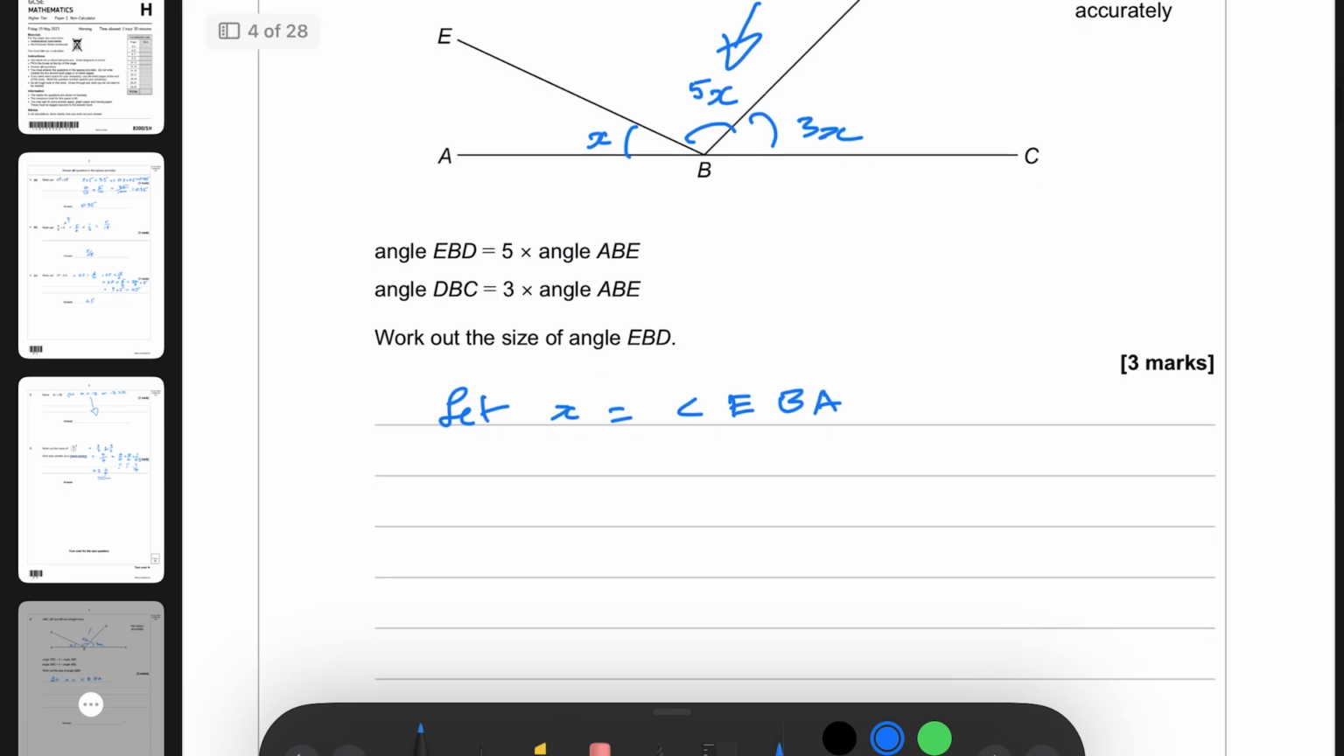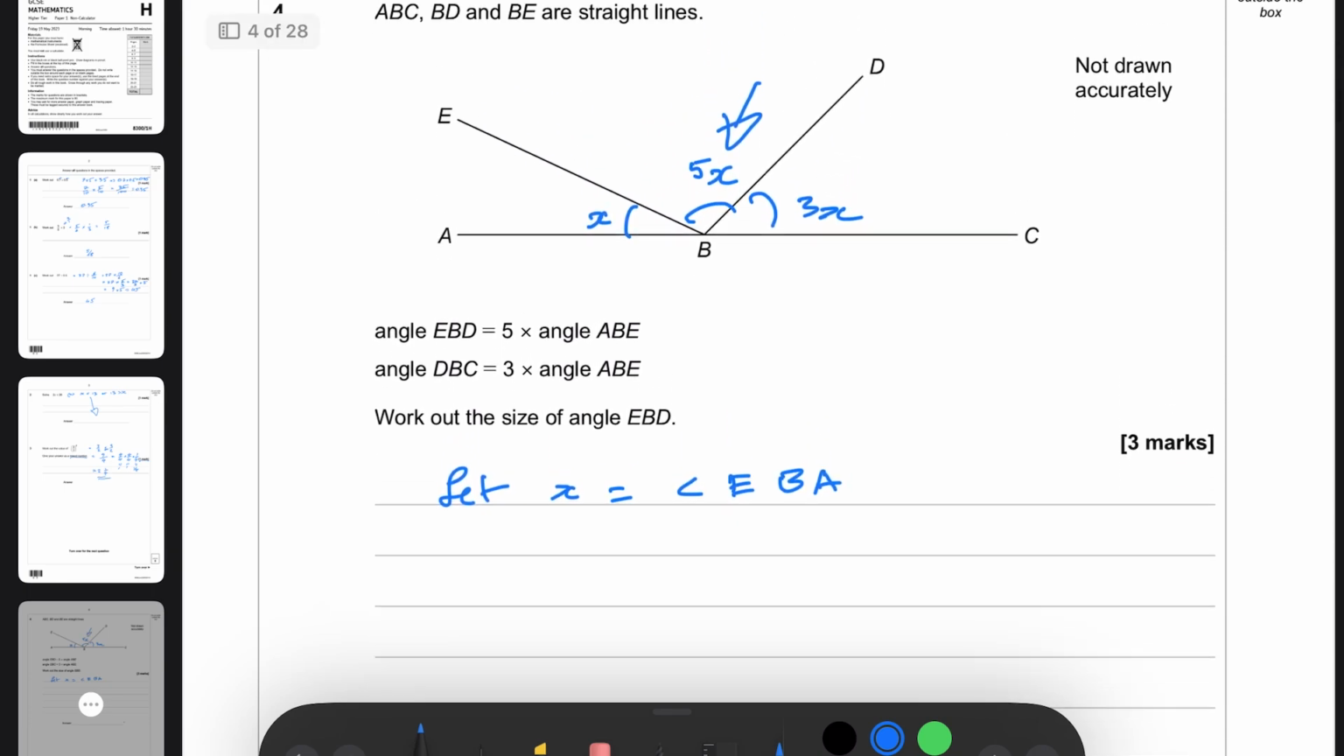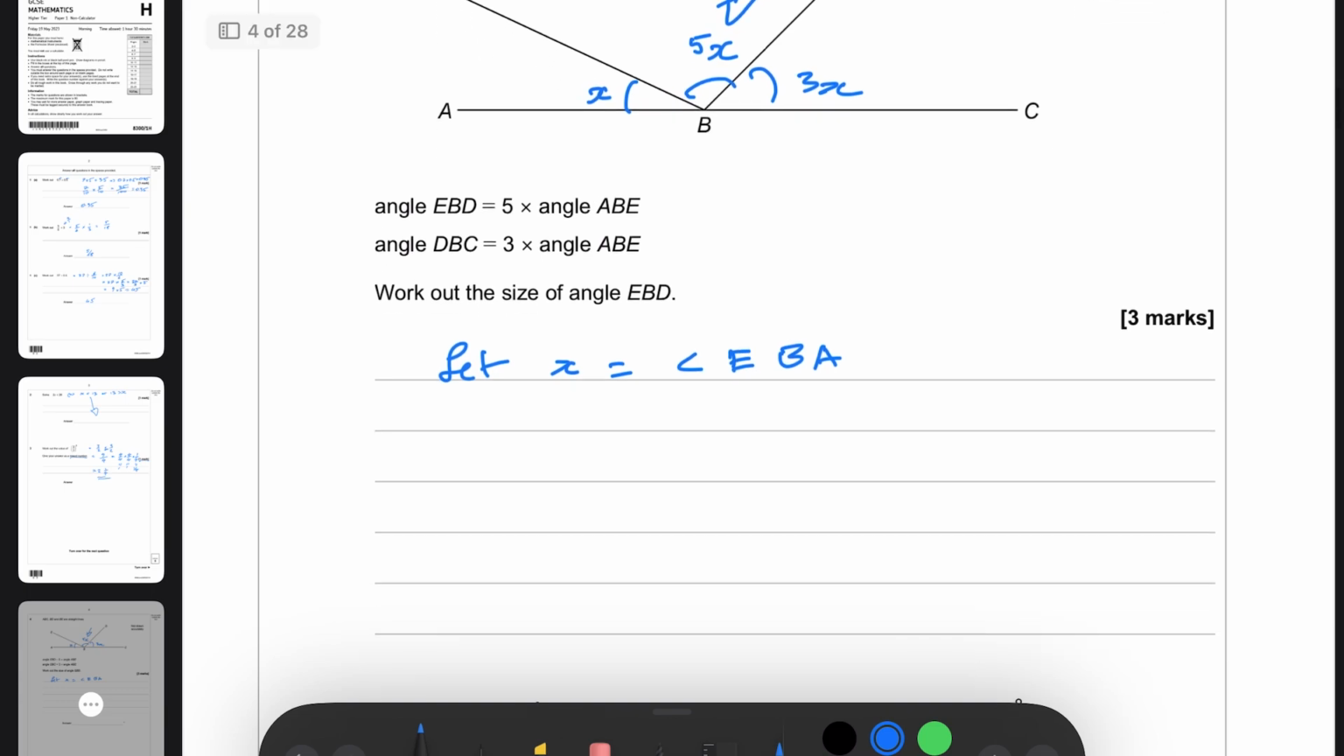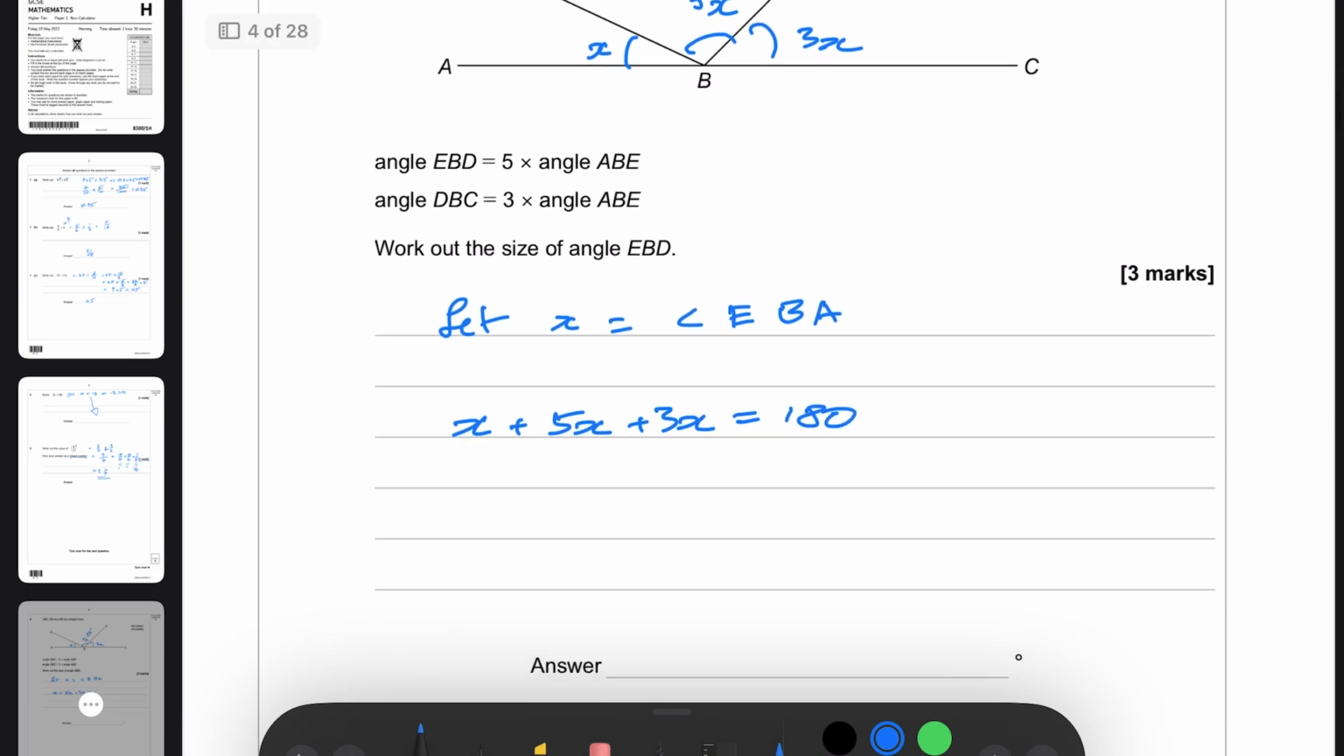So how do you do this? Well, you use the fact that angles in a straight line add up to 180 degrees. So you have x plus 5x plus 3x equals 180, so 9x equals 180, so you have x equals 180 divided by 9, which is 20 degrees.